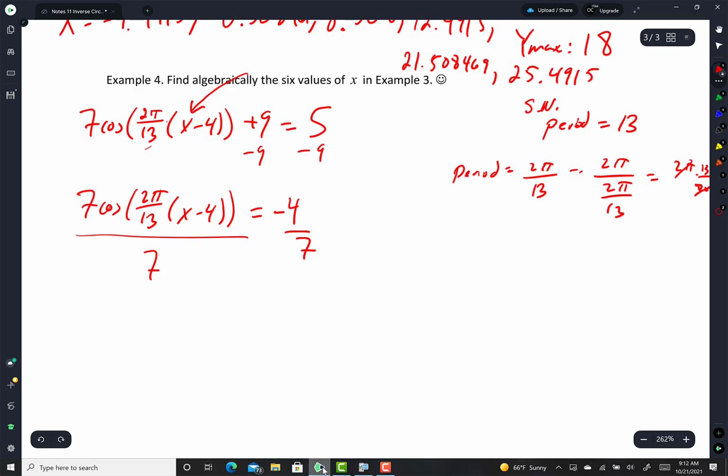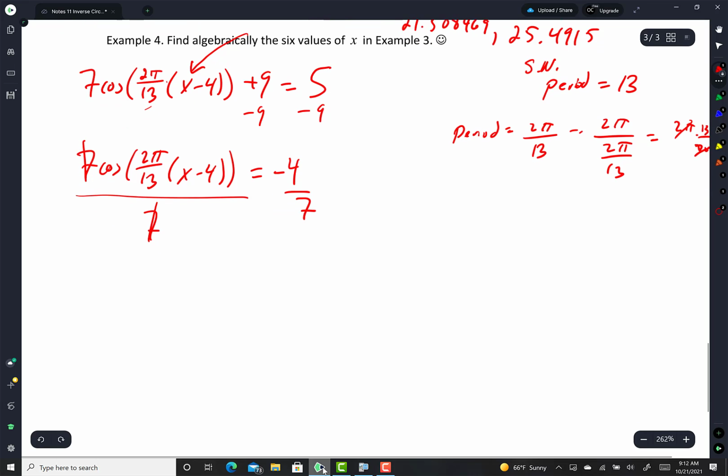Now some of you are drawing a line that keeps going after the equal sign. Stop with that habit, guys. Stop it there. You will lose a point on the AP exam if you keep that line all the way. Everything stops at the equal sign. Cosine of 2 pi over 13 times (x minus 4) equals negative 4 sevenths. So catch up to there, guys.